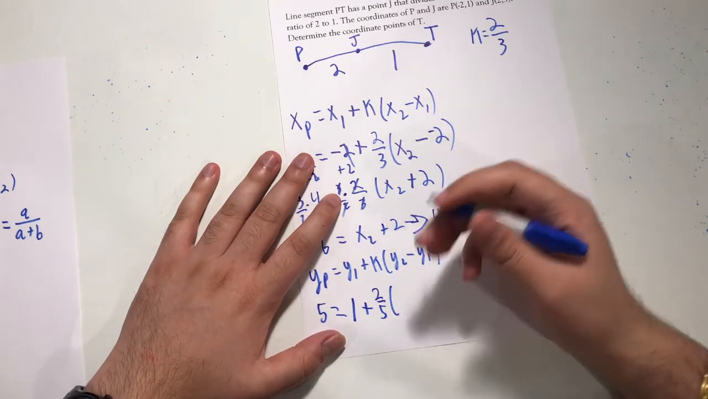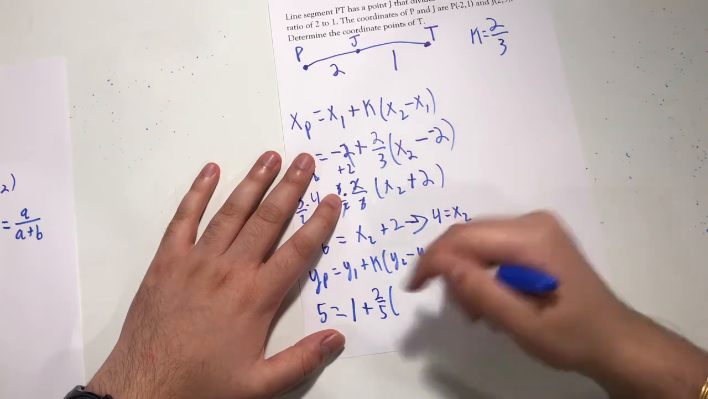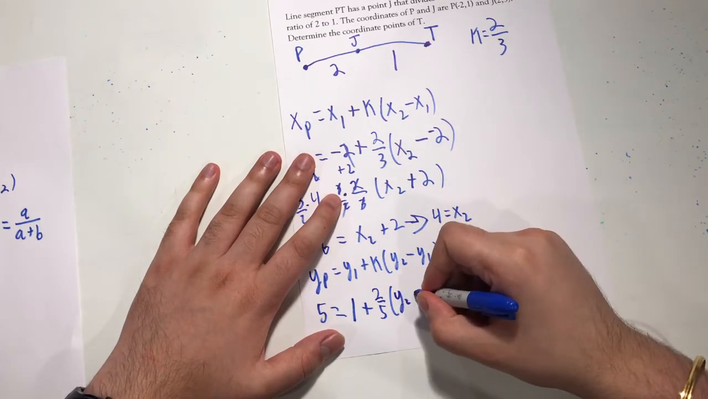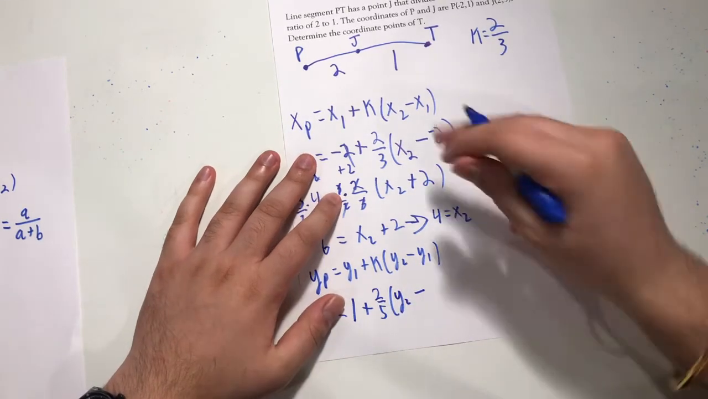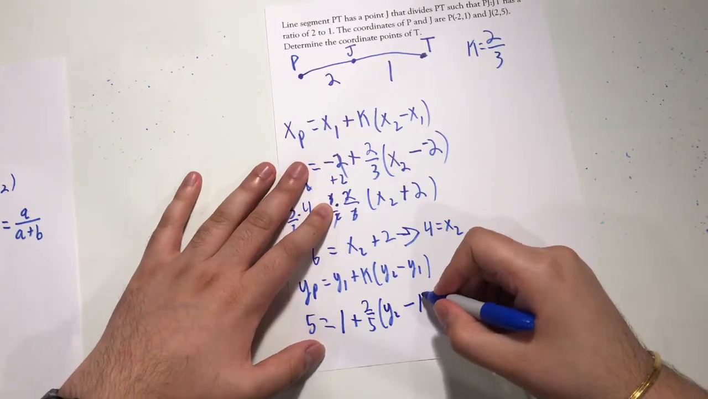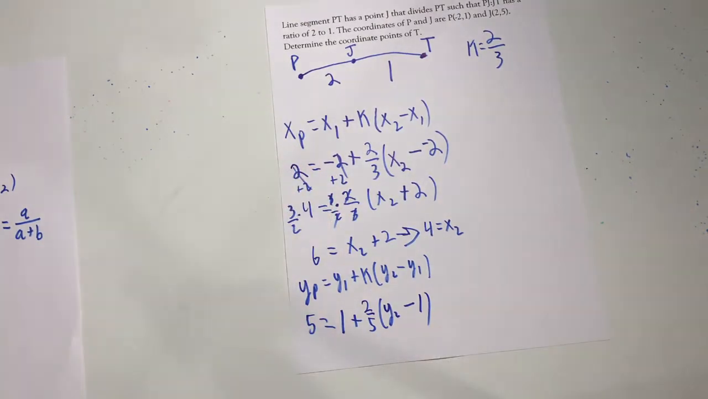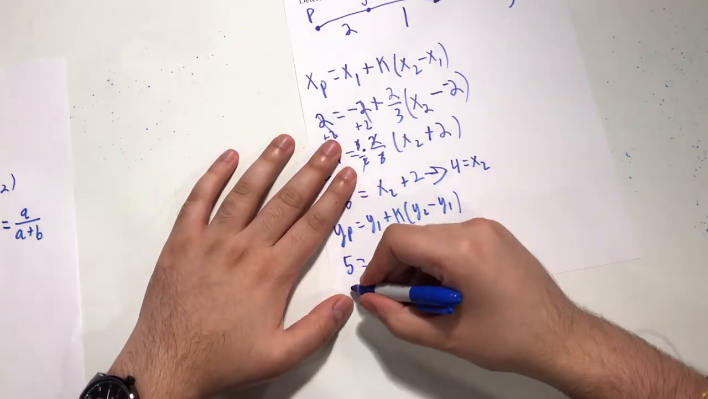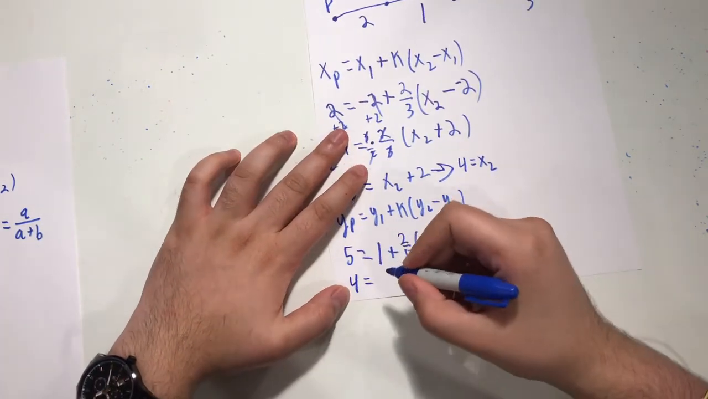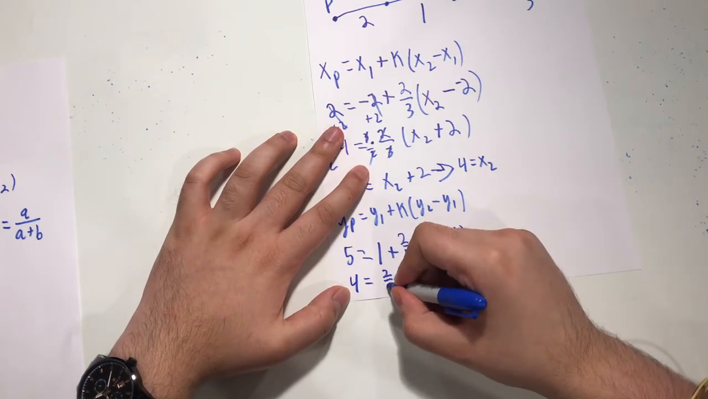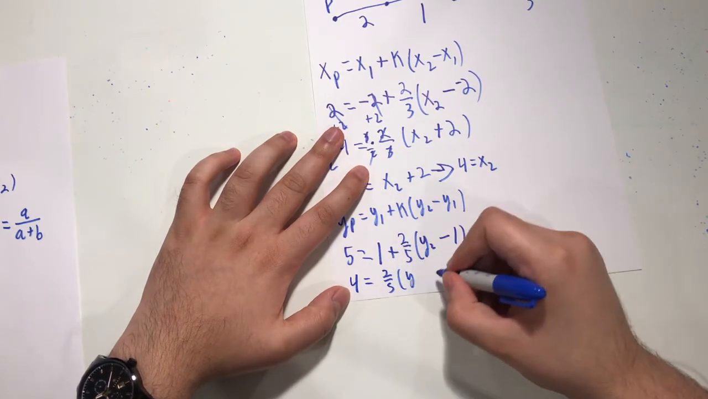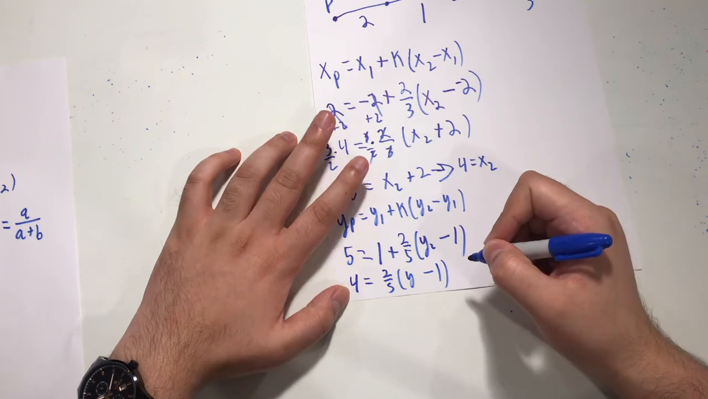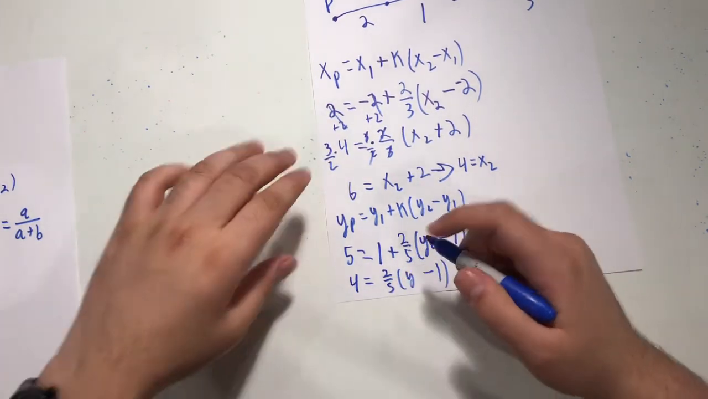What is y2? That's actually what we're looking for. We don't know, so I'm going to leave that as y2. What is y1? Well, that's 1. We've actually used it earlier in the equation. And this is now something we solve for, right? I'll subtract 1 from both sides. I'll get 4 is equal to 2 over 3 times (y2 minus 1). And then I'll multiply both sides.